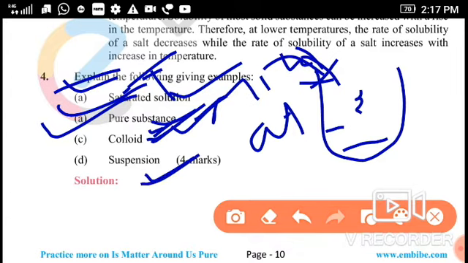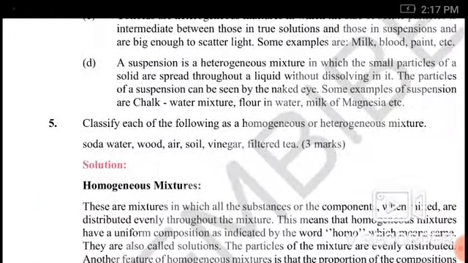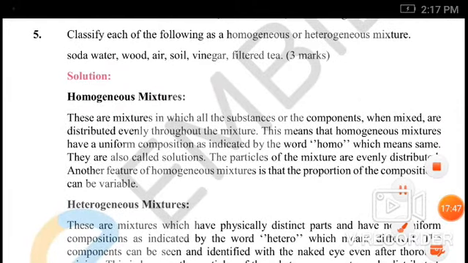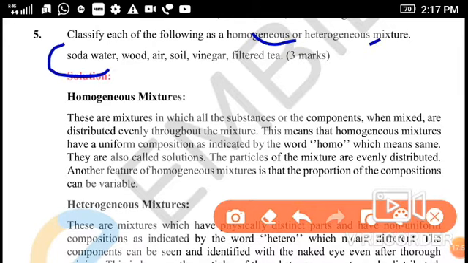Suspension is also a heterogeneous mixture, but the difference between the two is that a suspension we can filter, but we cannot filter colloid particles because the size of colloid particles is less than that of a suspension. Now the next question is, classify the following as a homogeneous or heterogeneous mixture. Soda water is a homogeneous mixture because it has uniform composition, uniformly mixed, each part having the same property.